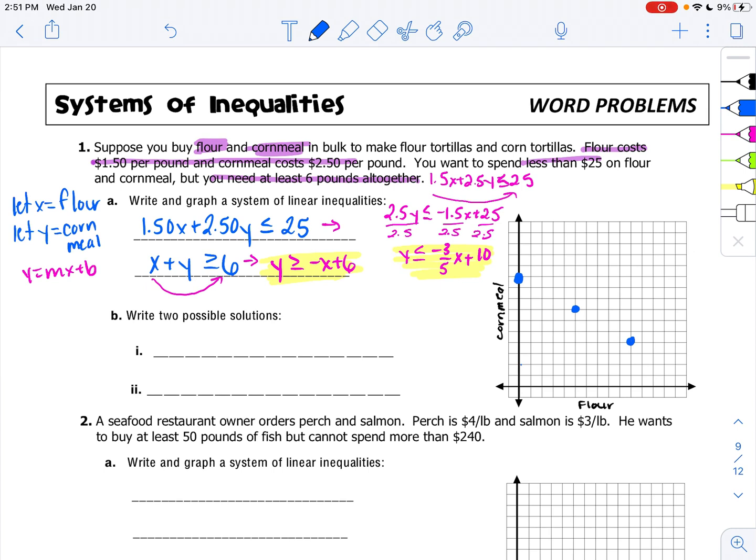And remember, this is an inequality, so we need to check to see if we have a solid or a dotted line. Because we have the equals to, it's going to be a solid line. So we're going to connect these going all the way through the graph with a solid line. And then we need to shade. Y is less than, so that's going to be shaded below the line, which would be down here.